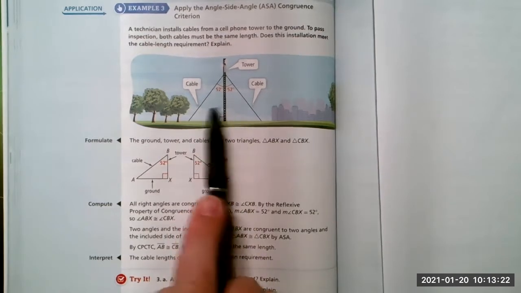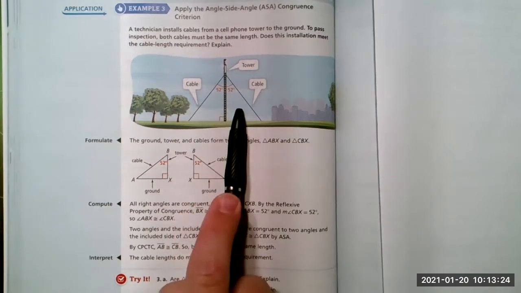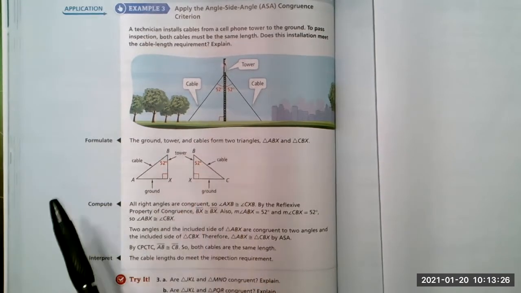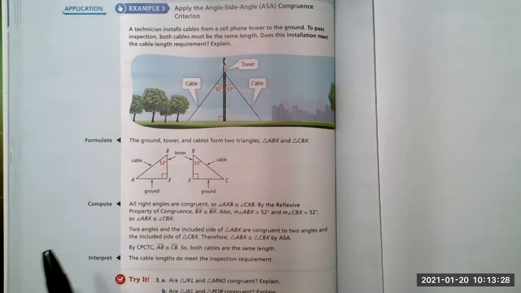So once we prove that these two triangles are congruent, you can basically map everything that's corresponding and say that those are congruent as well.